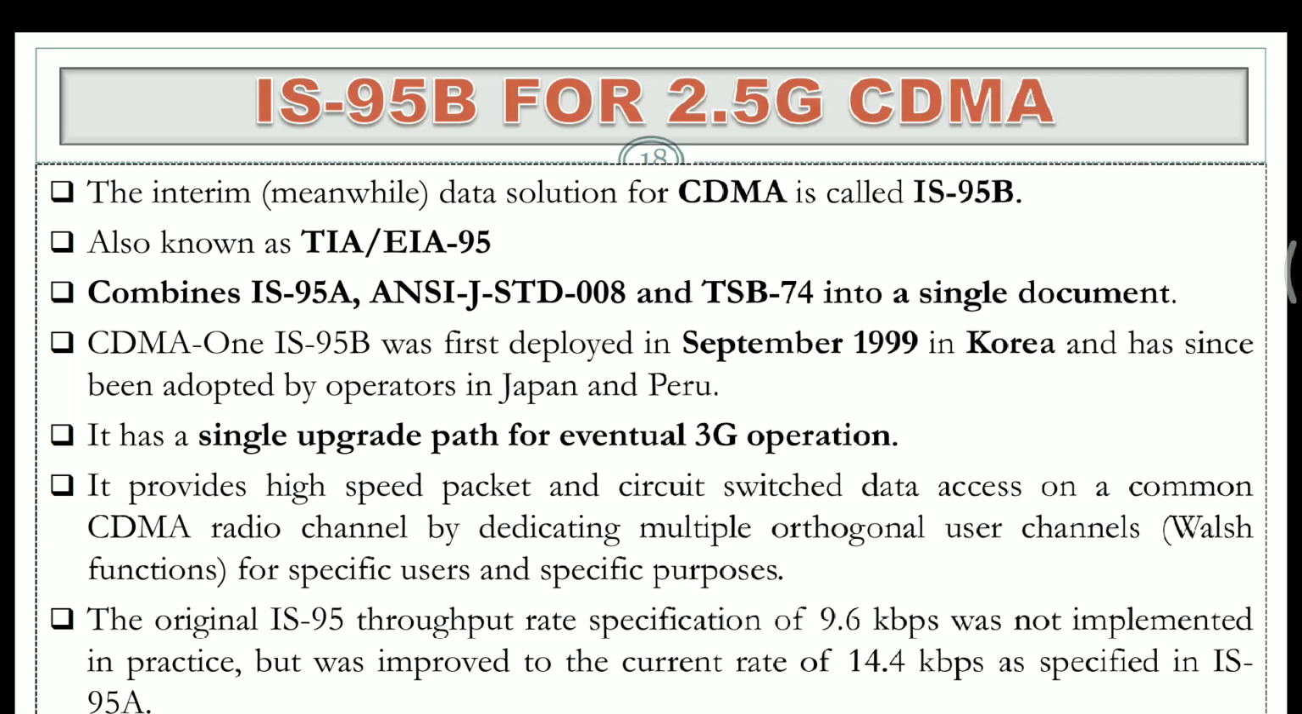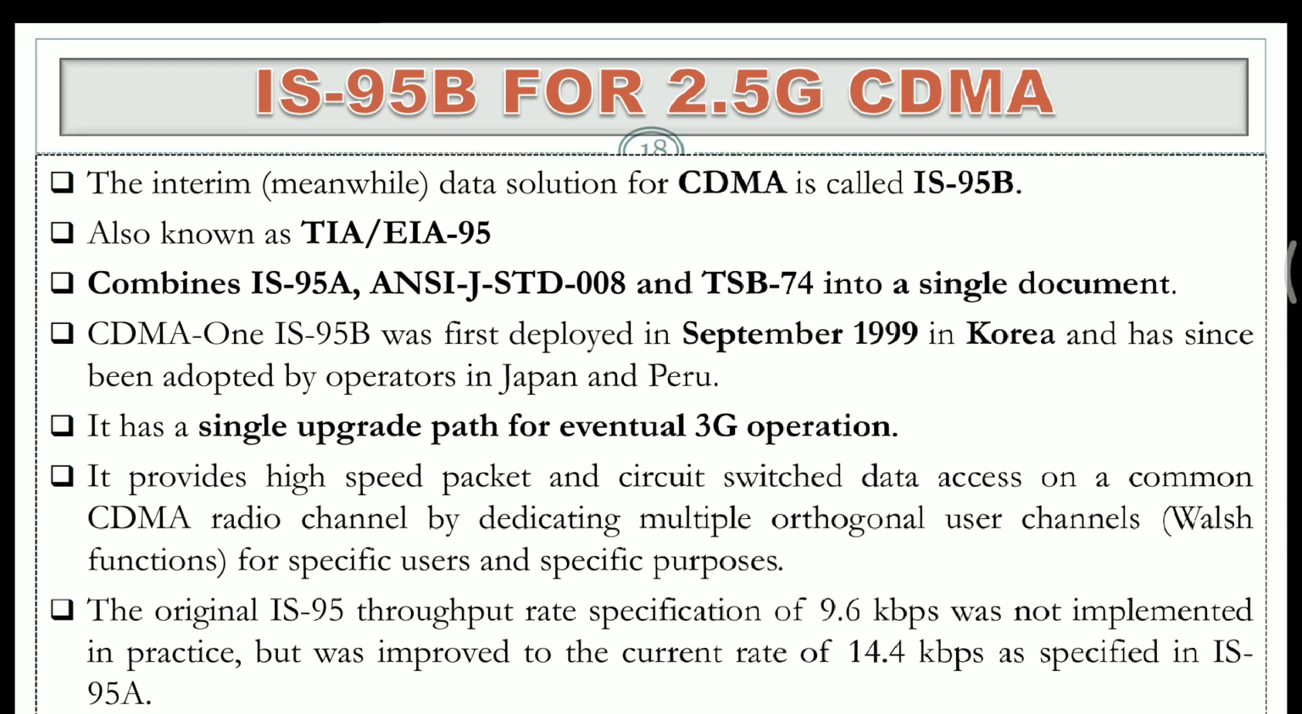CDMA IS-95B was first deployed in September 1999 in Korea and has since been adopted by operators in Japan and Peru. So it has a single upgrade path for eventual 3G operation. It provides high-speed packet and circuit-switched data access on a common CDMA radio channel by dedicating multiple orthogonal user channels, that is Walsh functions, for specific users and specific purposes. The original IS-95 throughput rate specification of 9.6 kbps was not implemented in practice but was improved to the current rate of 14.4 kbps as specified in IS-95A.